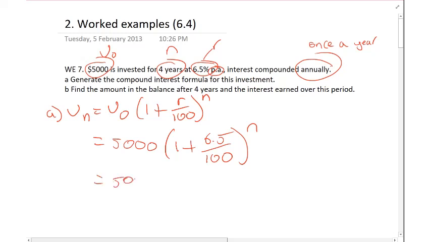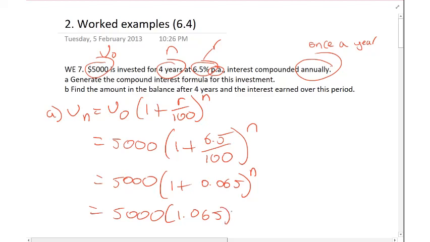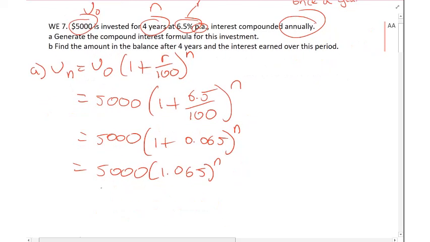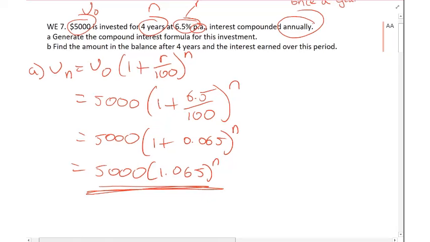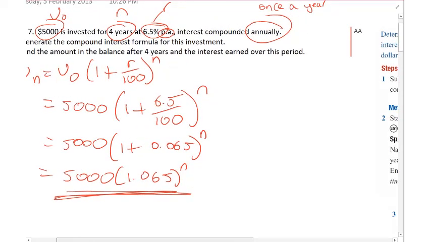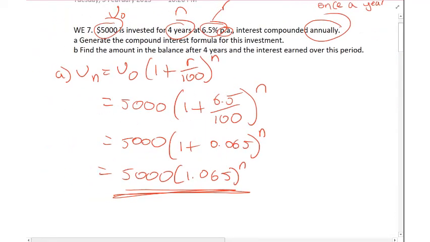Then that becomes 5,000 (1 plus 0.065)^N. And the way we want to write this as a final answer: 5,000 (1.065)^N. This is the way you should be writing these answers. So now, it says find the amount in the balance after 4 years and interest earned over this period. 2 parts to the question.